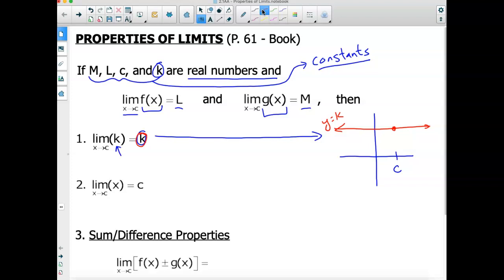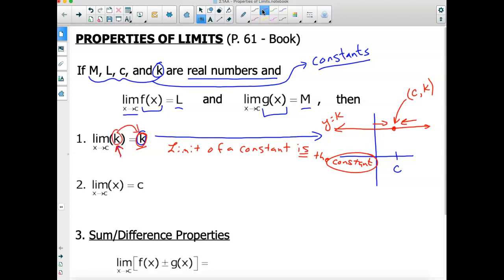What is the limit? The limit of c is what? Well, what's it going to be? It's approaching from the right. It's approaching from the left. What is the limit? Well, this point right here is going to be c comma k, isn't it? So that limit is k. The limit of a constant is the constant. Okay? The limit of a constant is the constant.